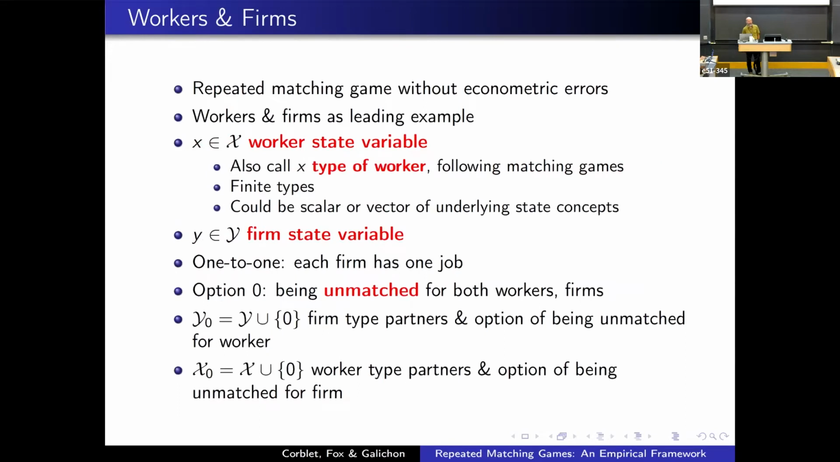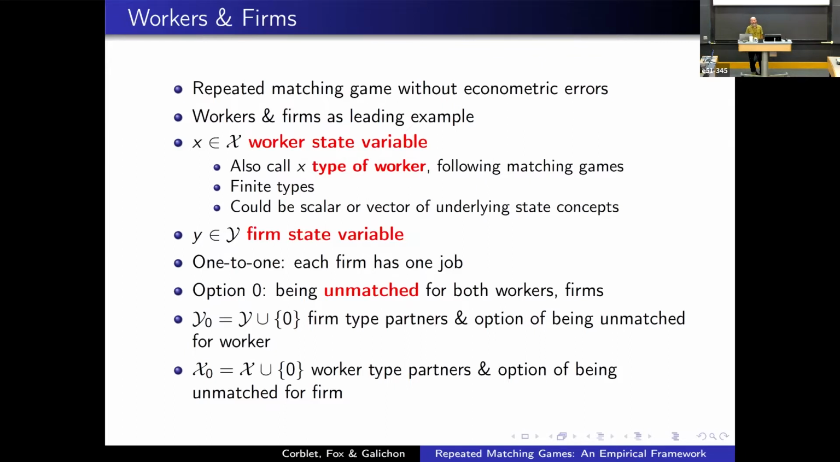Okay, so here's the model. This is just going back to that simple model without econometric errors. Hopefully people who've been going to this conference all week have seen similar notation for other types of matching problems, although I can't say for sure. So we have workers and firms. We'll just use that as the example today, going back to the empirical application at the end. So we'll call X, who lives in some finite set, capital script X, the worker state variable. That's also going to be called the type of the worker, and those two terms are interchangeable.